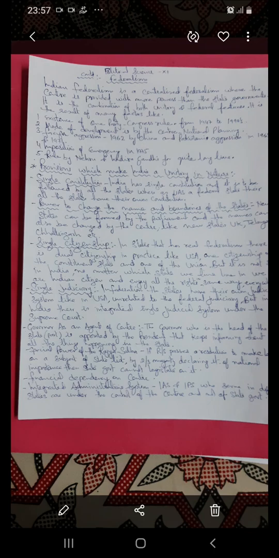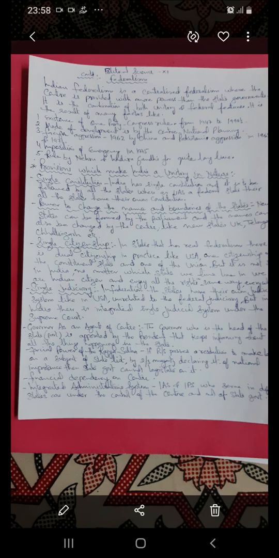Then we have single citizenship. Single citizenship means here in our country, no matter which state we reside in, we all are Indians and we all enjoy the same rights and we follow the same duties. Whereas in USA, in actual or real federalism, there is dual citizenship. One citizenship of the state, the constituent state, which is a part of the country, that state where the person is living in, and the other is of the union. Whereas in our country we have one single citizenship only.